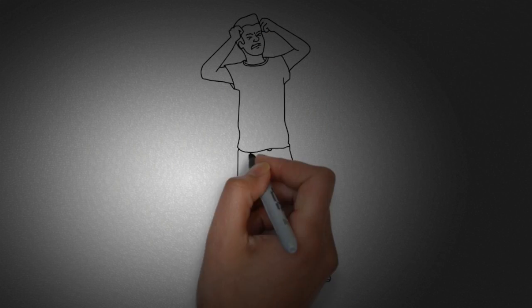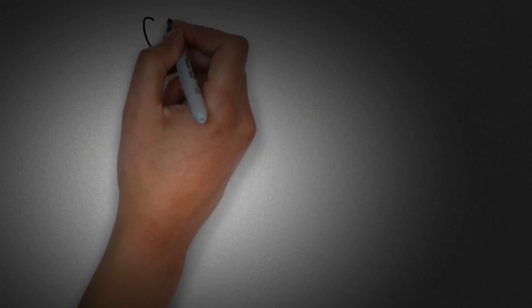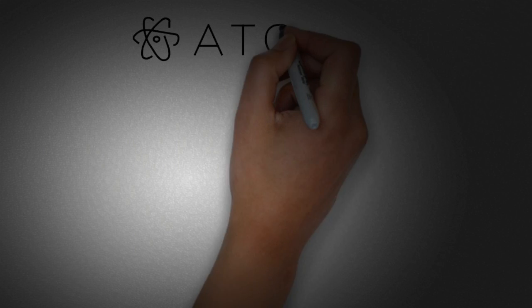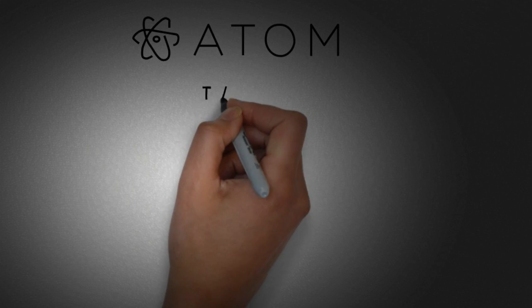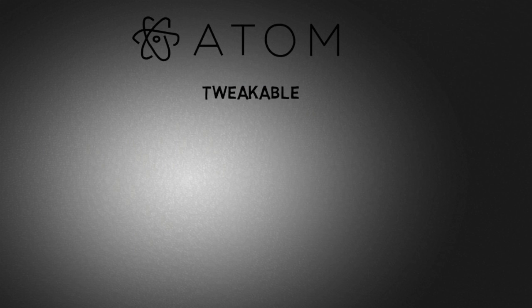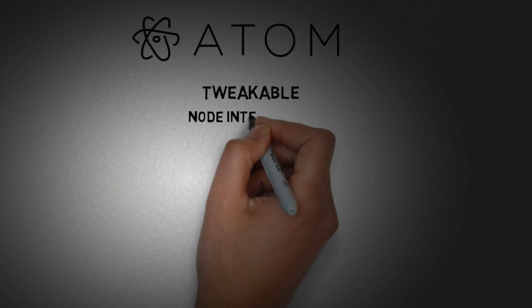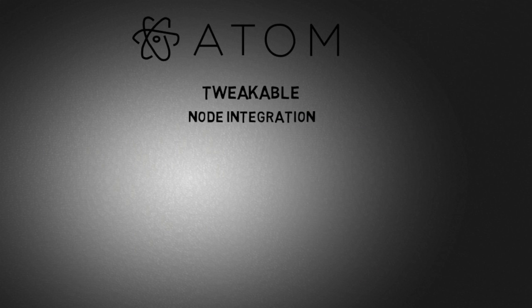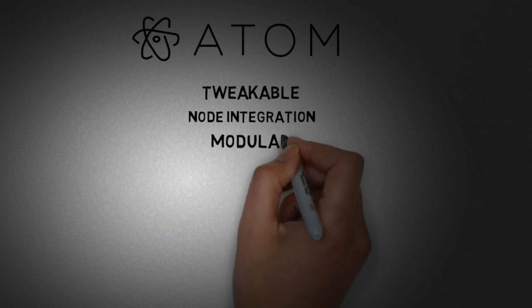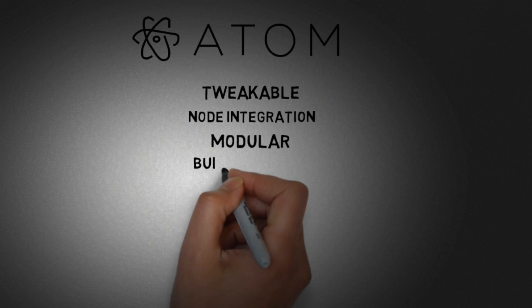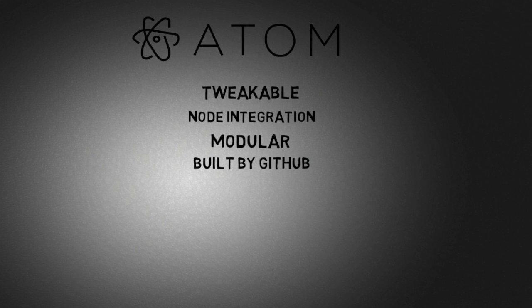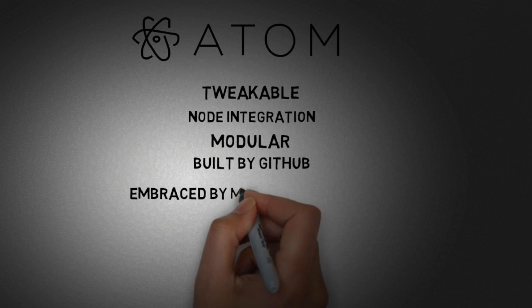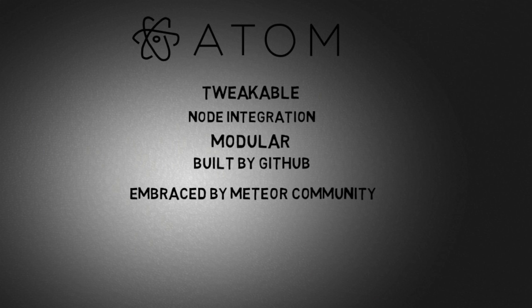Don't pull your hair out when it comes to editing these Meteor applications. There's an application called Atom, which is spectacular. It has a tweakable interface. It's integrated with Node so you can copy to the desktop and things like that. It's modular so that you can add on. Built by the folks at GitHub who obviously know code, and embraced by the Meteor community. It's also free.